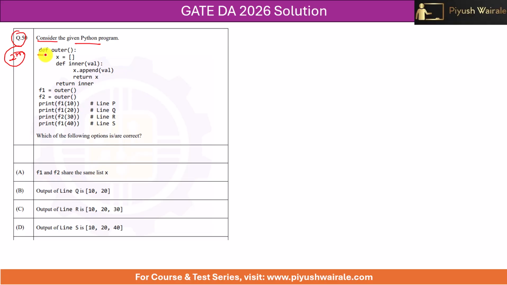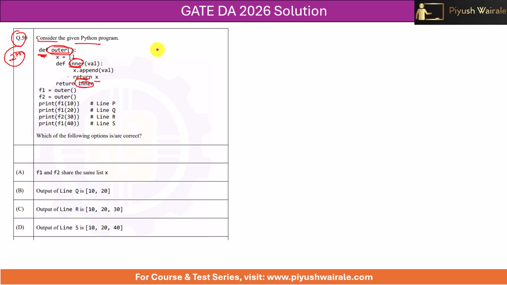You can see we have the function defined, function outer. We don't have any input parameters here, right? x equals to an empty list. Then here we have defined one more function, which is inside this particular outer function. Inner function will take the variable val, then it is going to append that particular value to list x, right? And then it is going to return the x here. So inner function is going to return the value of x, then return inner. So this outer function is going to return the inner function here, and this inner function is going to return the value of x here.